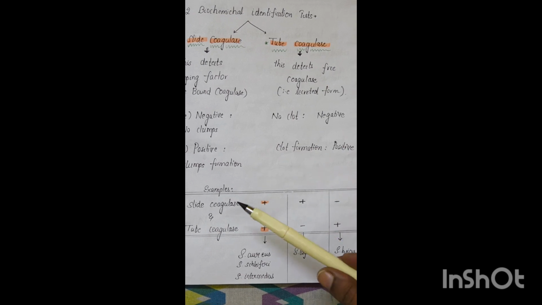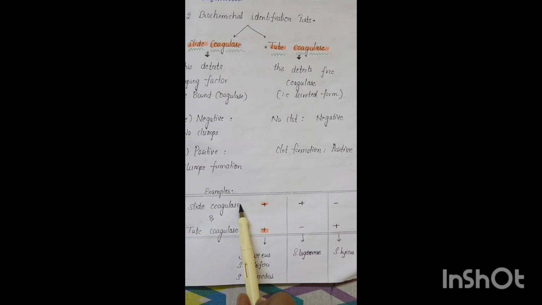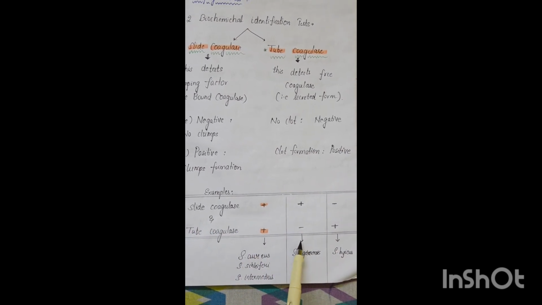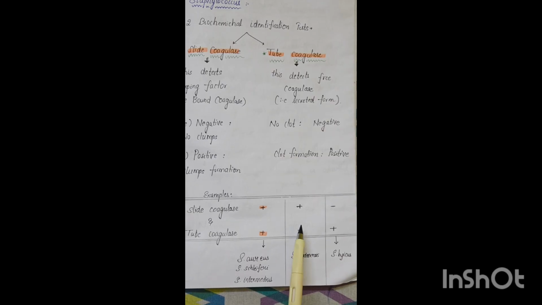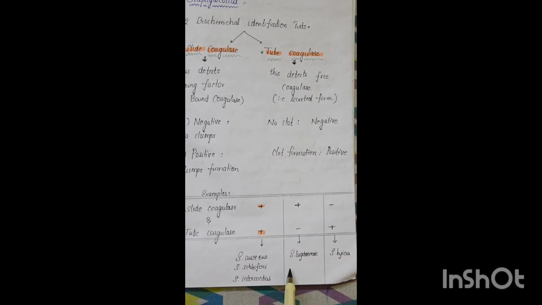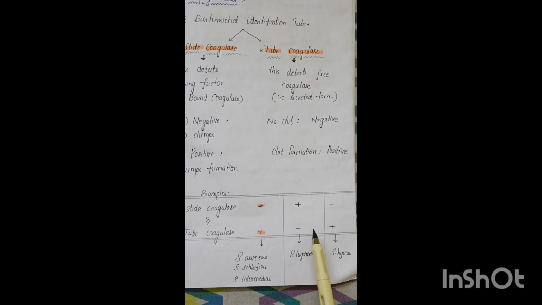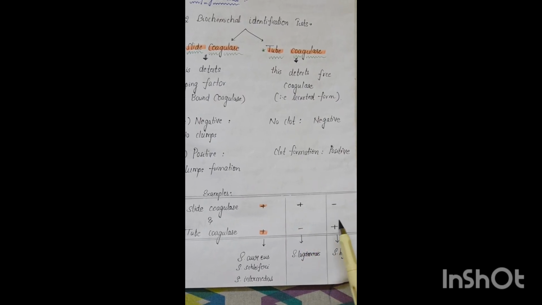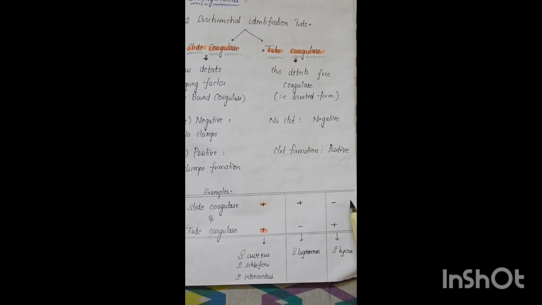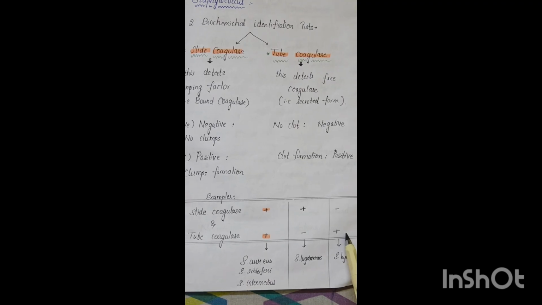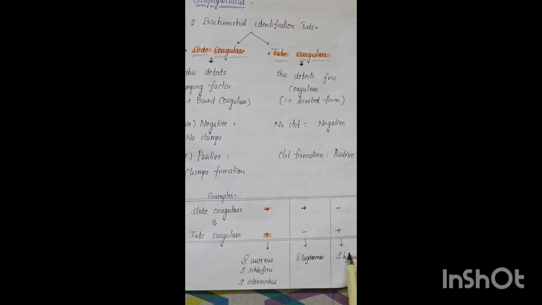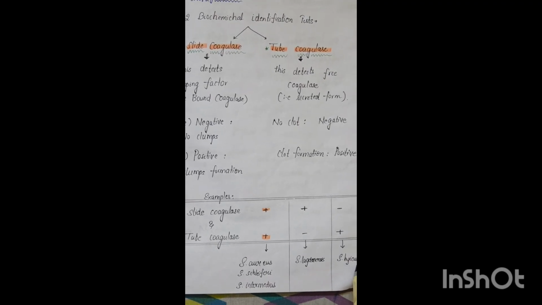The next is only slide positive but tube coagulase negative. The example for this is Staphylococcus lugdunensis, that is slide positive, tube negative. There are some other species which are slide negative but tube coagulase can be positive. The example is Staphylococcus hyicus.